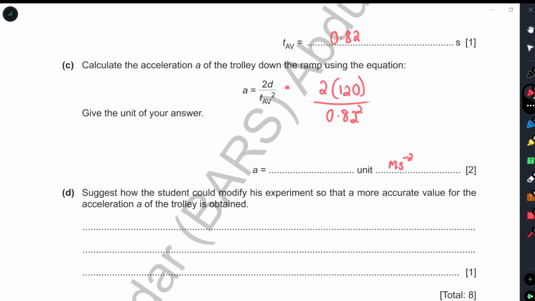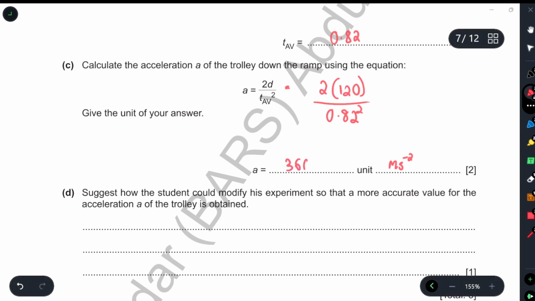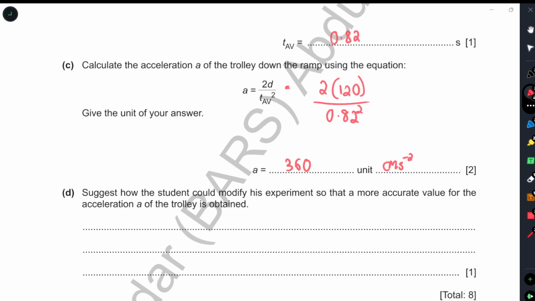So my answer should be 356, so 356 should become 360, and we write this as centimeters per second squared. Okay, so that right there would be the correct way of writing this down. Then you've got the question says suggest how the student could modify his experiment so that a more accurate value for the acceleration of the trolley is obtained.